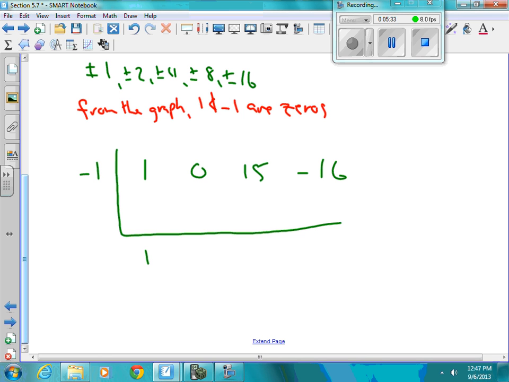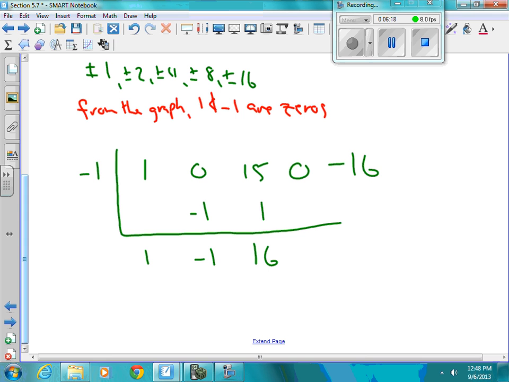So 1 comes down. 1 times negative 1 is negative 1. Negative 1 plus 0 is negative 1. Negative 1 times negative 1 is positive 1. Oops. I missed a term, didn't I? What was the term I missed? I missed 0x. I wondered why that wasn't working. I went so fast that I missed the other one. It wasn't going to line up correctly and get a 0 as a remainder, so I knew I must have missed a term. So I have to put a 0 in there.